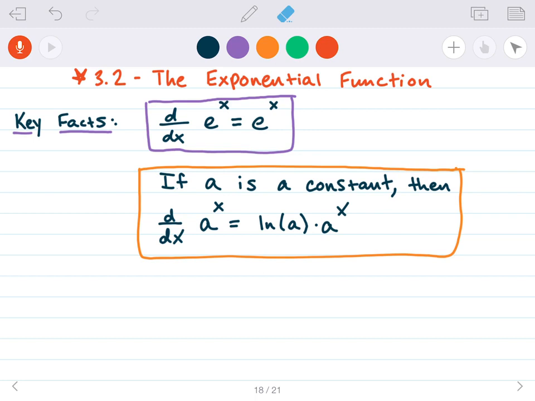All right, so that's the first thing, and we're going to prove that in the next slide. The second thing that I'm not going to prove, but you do need to know, is that if a is a constant, being a number, then the derivative of a to the x is the same thing as ln of a times a to the x. Remember the logarithm function, ln of x is the same thing as log base e of x. Okay, so that's just a fact from algebra. But anyway, we're going to be using these two things to answer some questions.